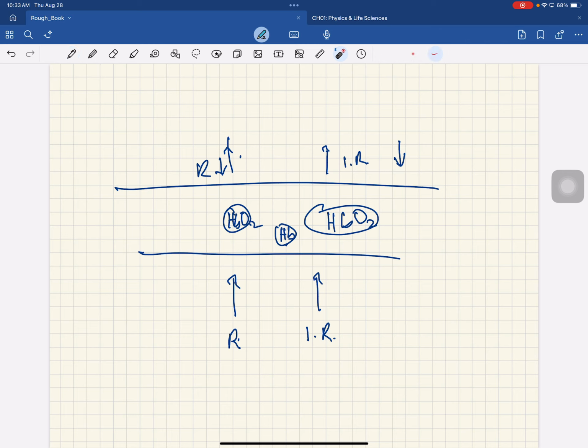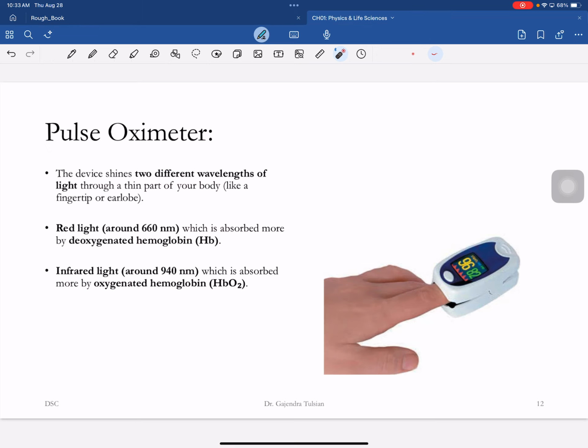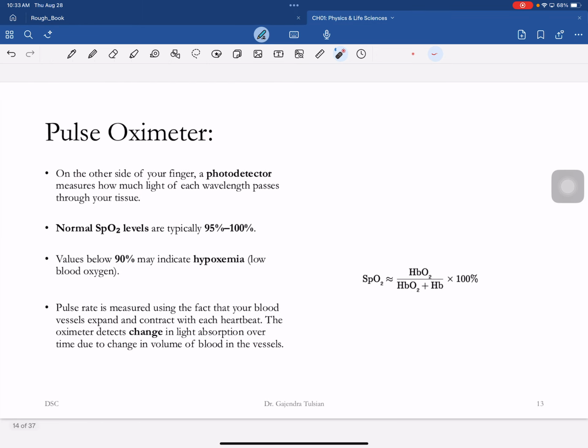So you shine these two beams, you have detectors here, you're measuring the intensity of these two, and you can tell how many hemoglobin molecules have absorbed oxygen. That's how that works, and this is how you measure it. This is oxygenated hemoglobin, and this is the total number of hemoglobin. What you want is this number to be between 95 and 100%. So you want at least 95% of the hemoglobin molecules to be doing their job.